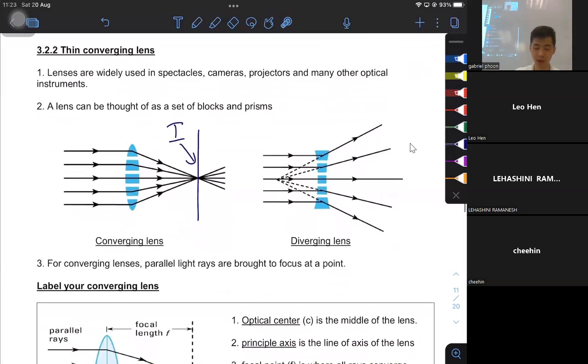So this is supposed to be how a converging lens causes the light to behave, and this is how a diverging lens is supposed to behave. But since it's not in your syllabus, you don't need to know a single thing about it.